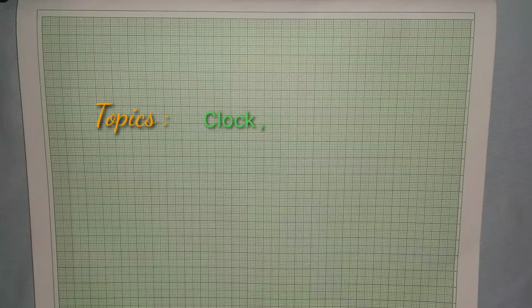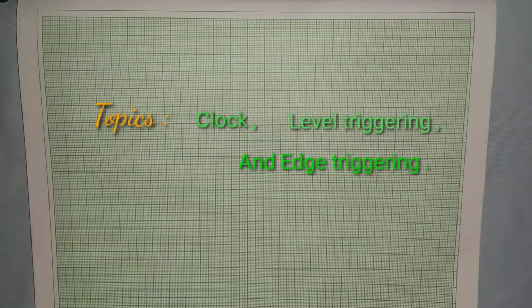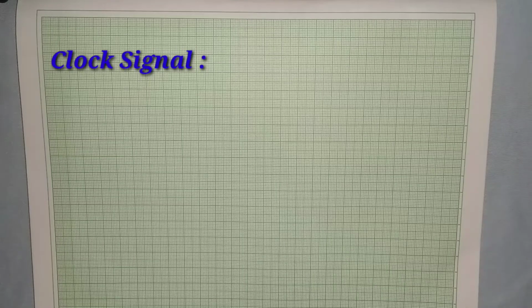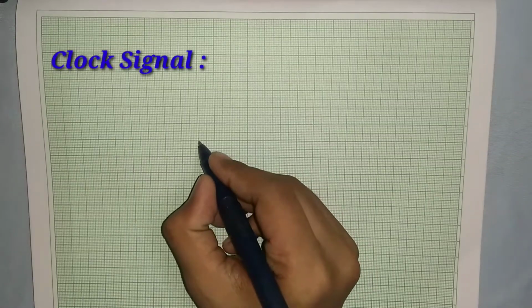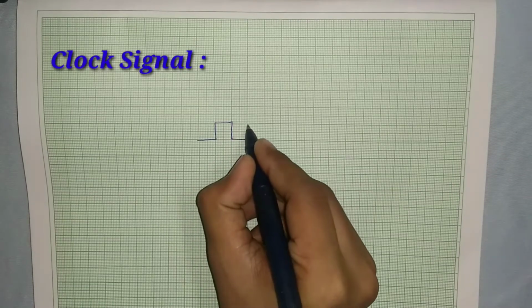Today we will be discussing clock signals, level triggering and edge triggering. So let's get started. A clock signal is represented by something like this.